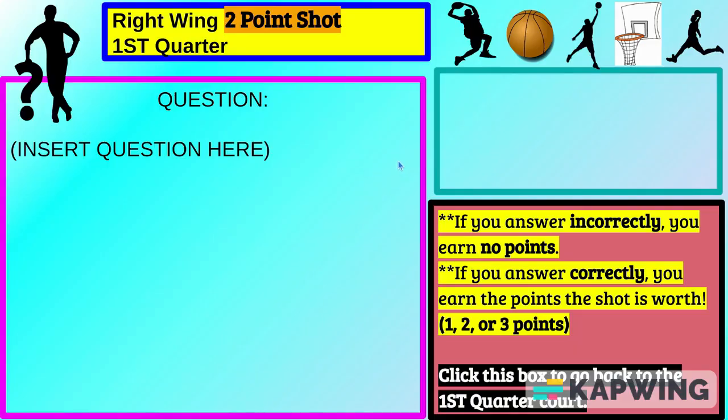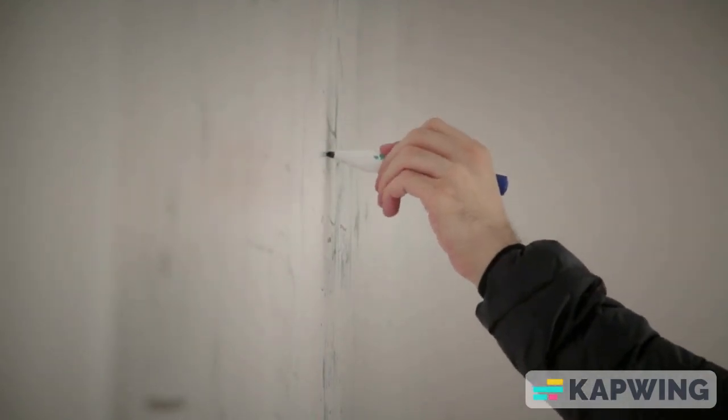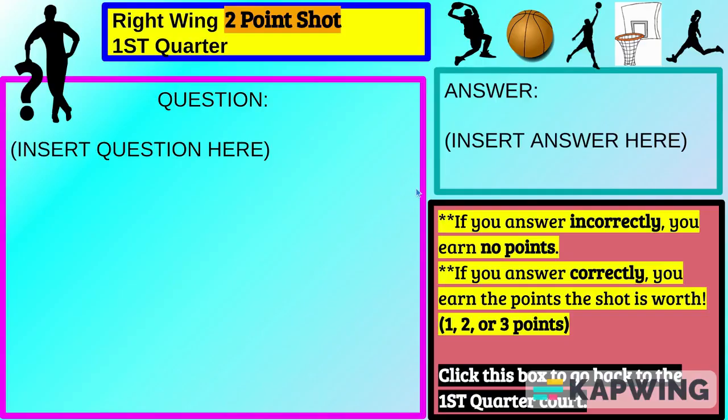When you're ready to check the answer, continue to click on the screen and the correct answer will show. If students were correct, you can give them the amount of points that they earned, 1, 2, or 3 points. Make sure you keep track of this by writing the score on the board. If students did not give the correct answer, they earn no points.